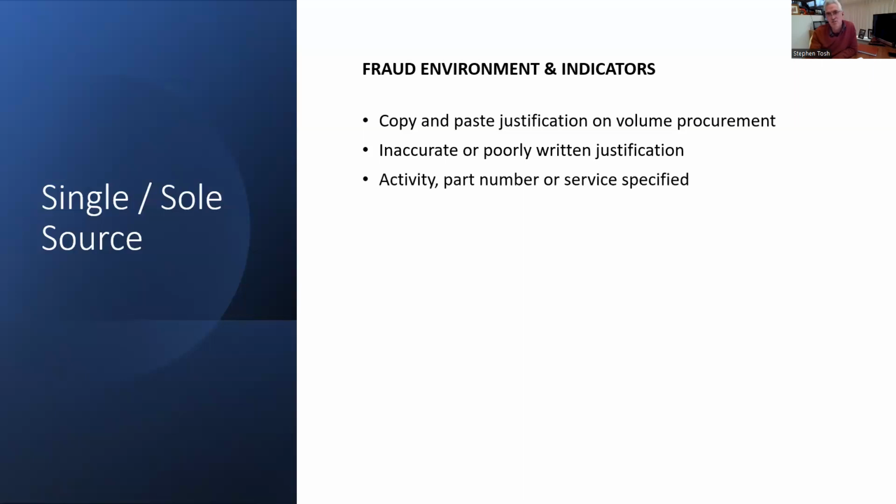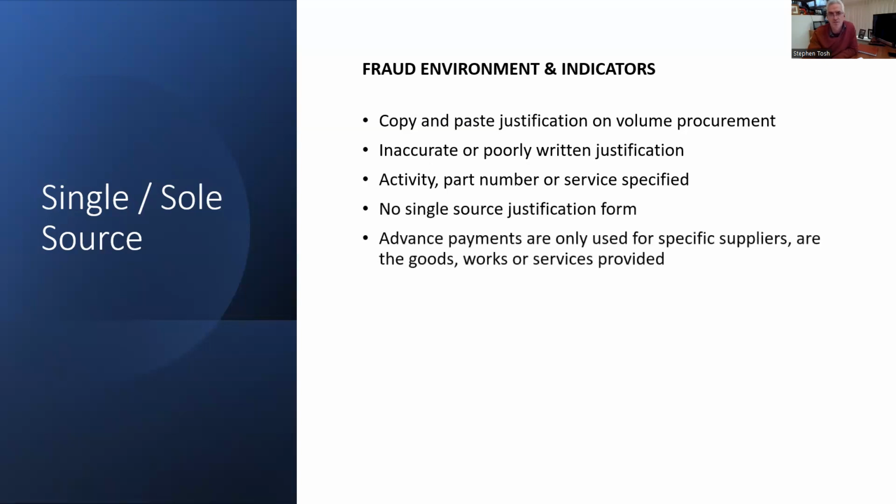Activity part numbers or service specified. Again, is the requisition being directed towards a particular type of company who can only provide that type of service or that part? Again, no single source justification form. Advance payments are only used for specific suppliers. Are the goods or services provided at all?